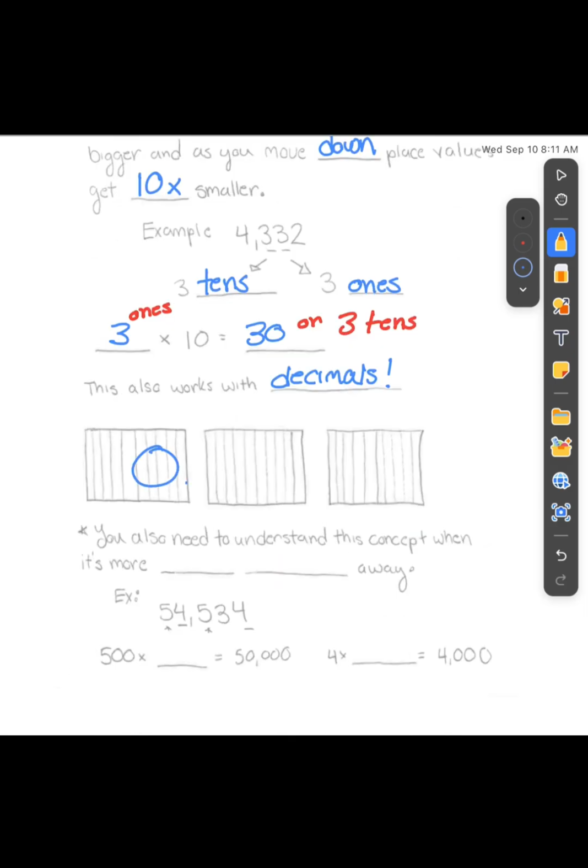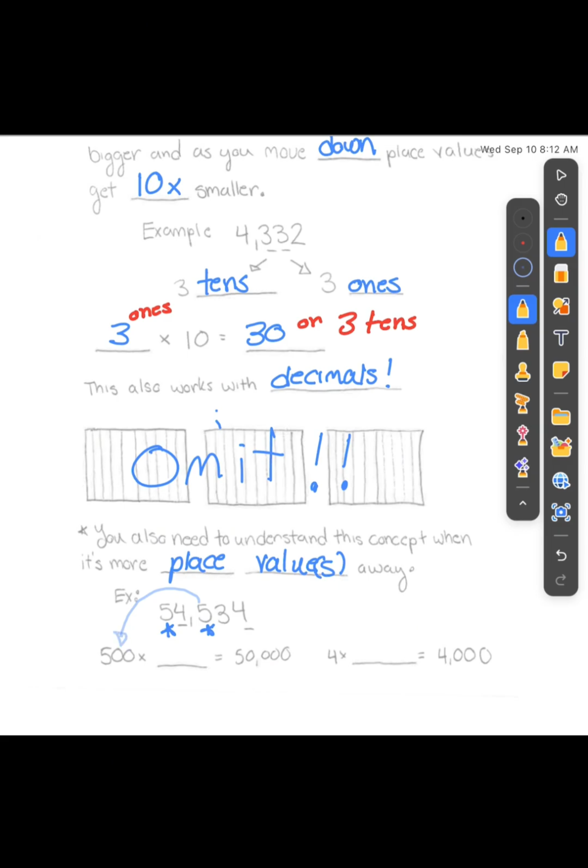Now, we're going to do a drawing, but I just didn't want to take the time to do it. It kind of makes it a little bit more difficult to understand. You also need to know that the same idea as getting 10 times bigger is even greater if you have more place values away. So you have 5 in the hundreds place and 5 in the 10,000s place. Since it takes 2 jumps, it is 100 times bigger.